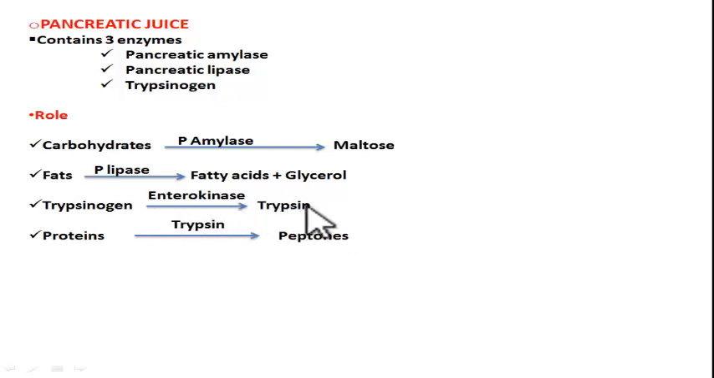Now this trypsin acts on proteins and converts them into peptones. Students, some of the proteins are already digested in stomach. The remaining get digested by the action of trypsin into peptones. And you all know that proteins are polymers of amino acids. Peptones are short chain polymers of amino acids. So this is the action of pancreatic juice.